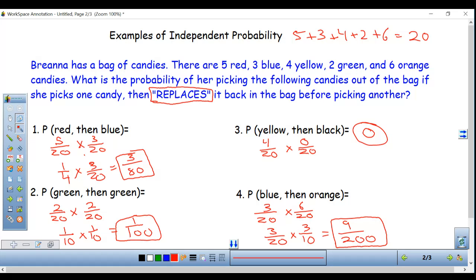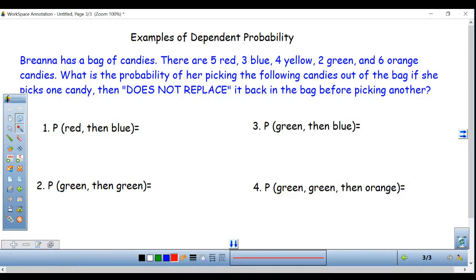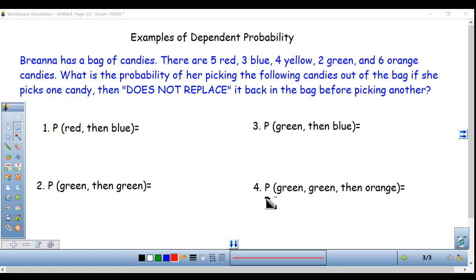That is independent probability. The hard one here is going to be dependent probability, which we are moving on to now. So what I did was I kept the same problem, but now I'm going to call it dependent probability. So the problem says Brianna has 1 bag of candies. There are 5 red, 3 blue, 4 yellow, 2 green, 6 orange candies. What is the probability of her picking the following candies out of the bag if she picks one candy and then does not replace it back in the bag before picking another?